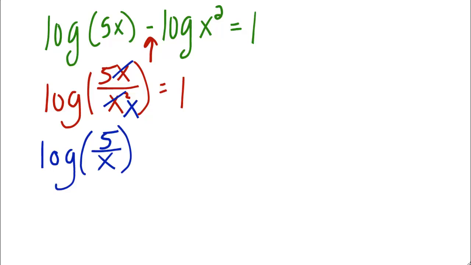I canceled an x in the top and the bottom. Now I have to be careful because anytime I'm canceling, I might have ruined a solution. I might have lost a solution. So the only time that's not really allowed is if x was equal to 0. I might have lost the solution that x was equal to 0.